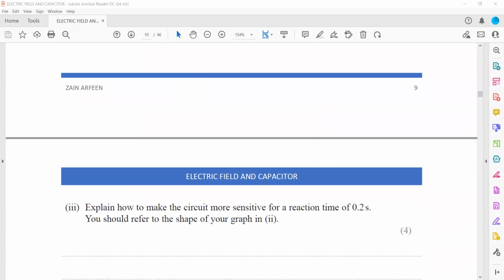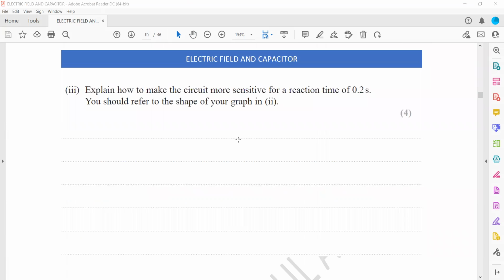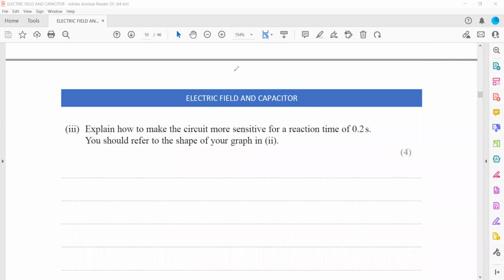Then we have: explain how to make a circuit more sensitive for a reaction time of 0.2 seconds. You should refer to the shape of your graph. Like how we can make this circuit more sensitive for a reaction time of 0.2. Because we want this circuit to decrease the voltage in this 0.2 seconds.